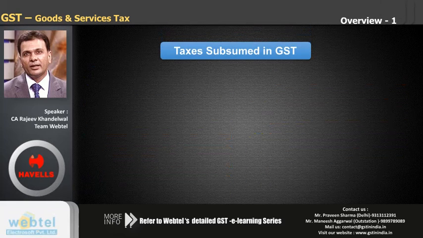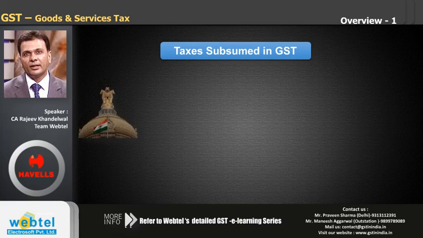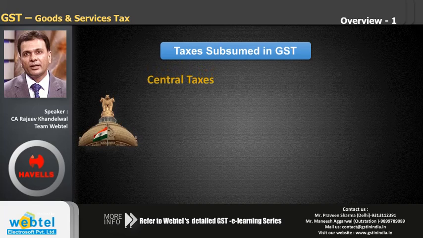Taxes subsumed in GST. Now, a question will arise: what all taxes are subsumed in GST? That is, these taxes will cease to exist now and GST will be levied in their place. Is it that all the indirect taxes have been subsumed in GST, or do some of them still remain? Let us see.